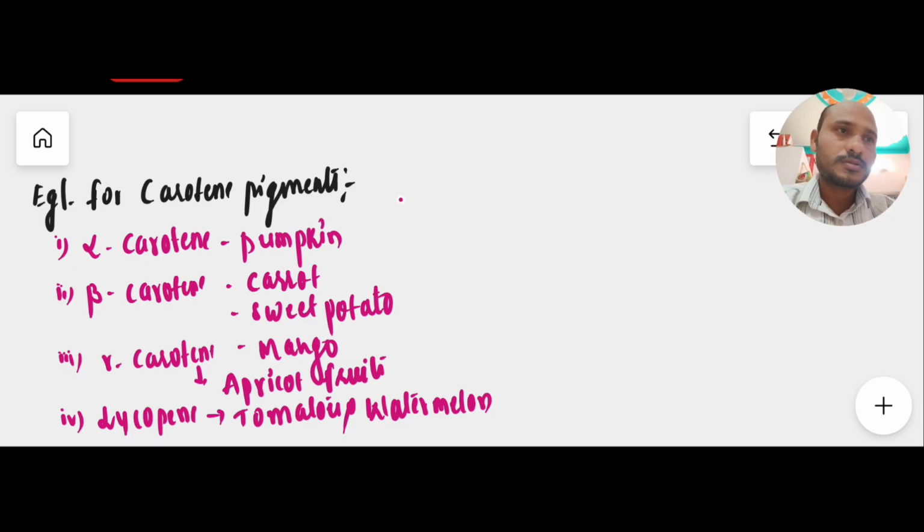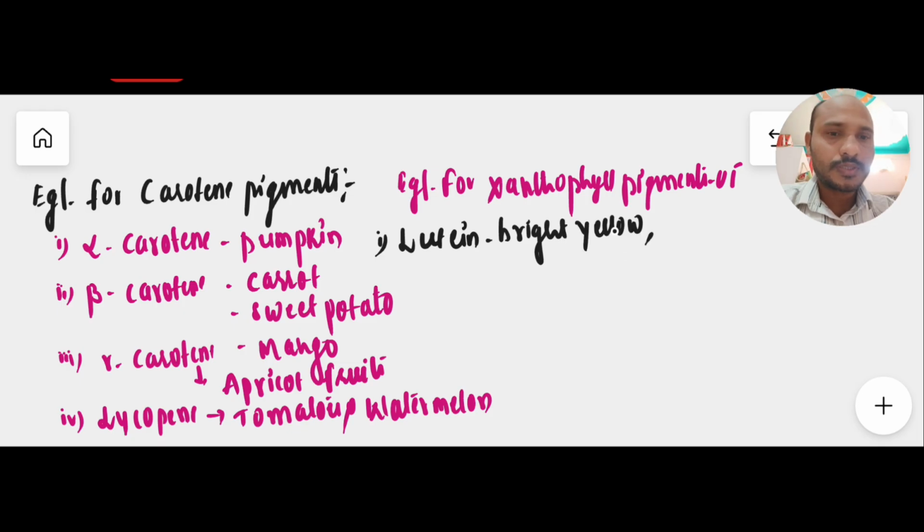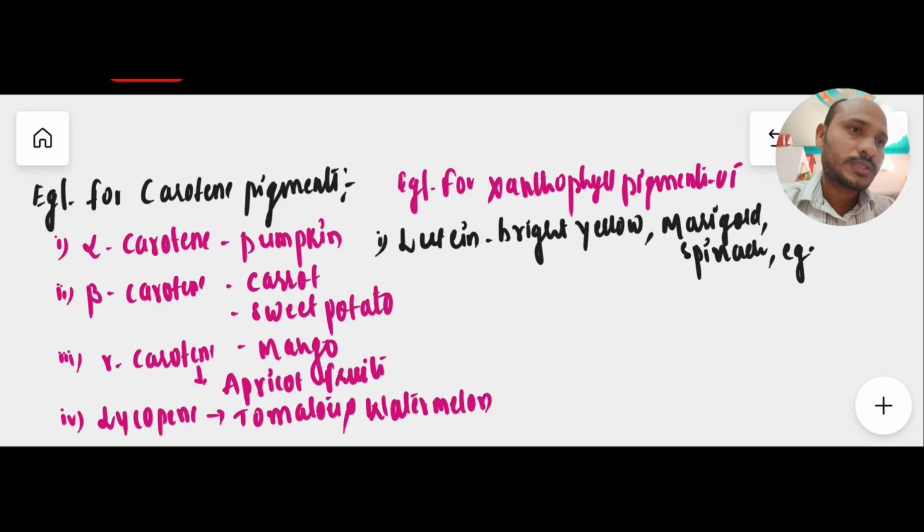Now we will discuss examples for xanthophyll pigment. Here we will discuss 5. The first example for xanthophyll pigment is lutein. The color of this lutein pigment is bright yellow. These pigments are generally found in marigold, and also in spinach, and also in egg yolk. And the second one, zea.